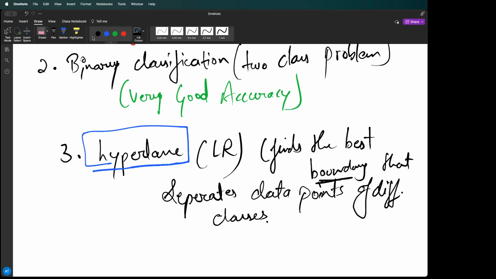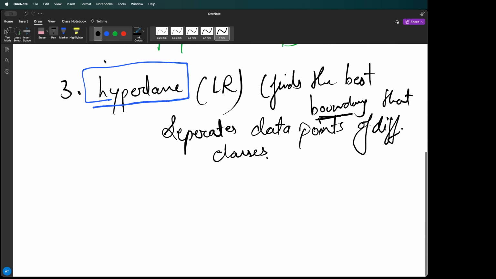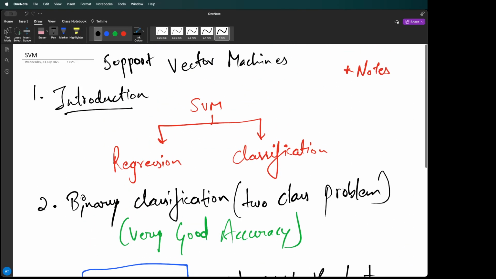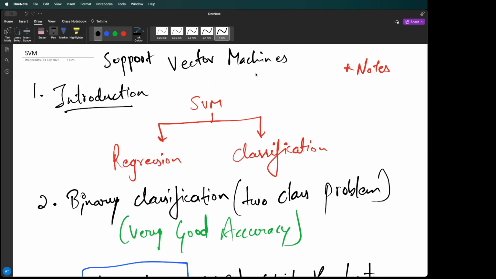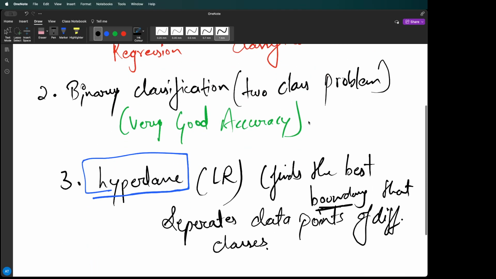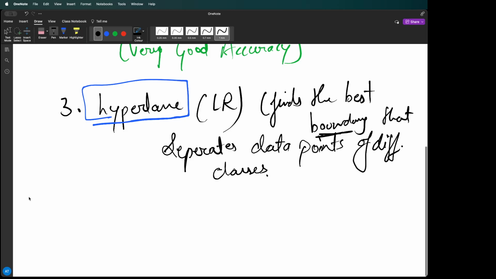Any doubt till here about SVM? Again, this is a supervised machine learning algorithm. Whatever we have talked about till now is a supervised machine learning algorithm. You can ask me why to use SVM. Before going into why, let's talk about what SVM is. Then we will talk about why.